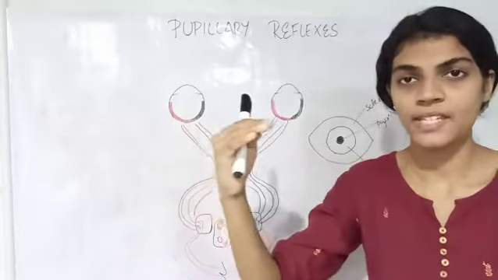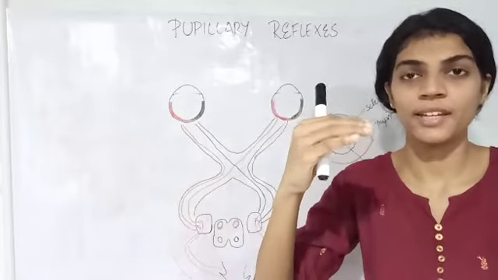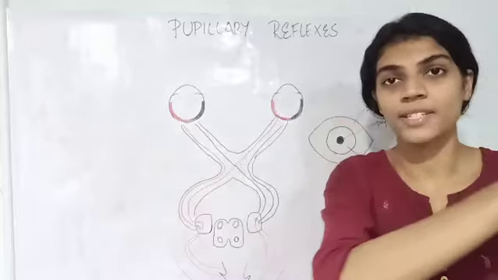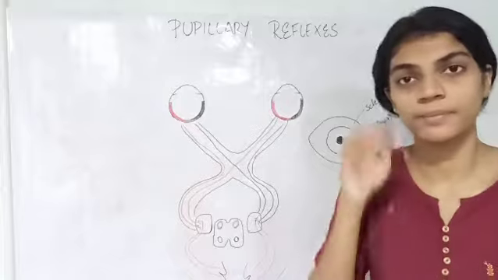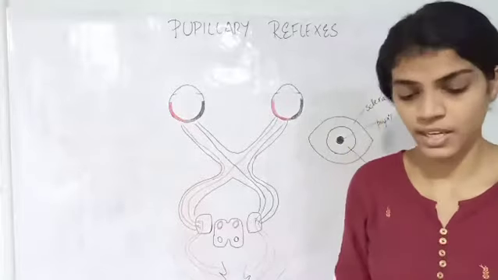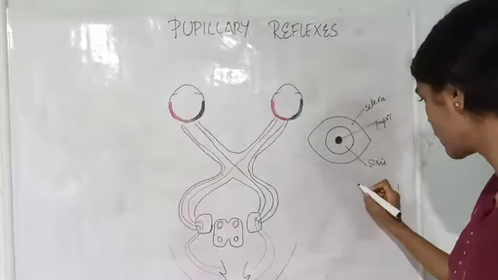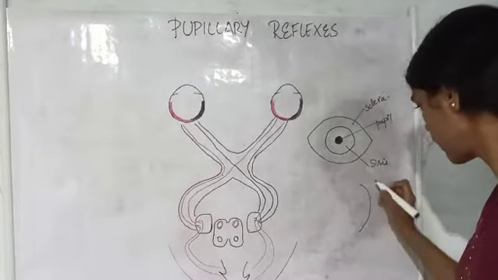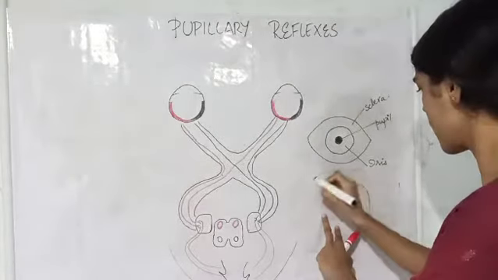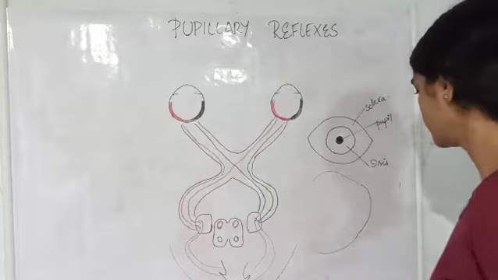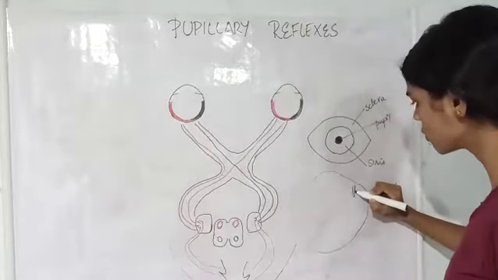The light comes and strikes the cornea, crosses the cornea and the aqueous humor, then crosses the lens and strikes the retina. Through this hole only the light moves into the retina. And when we take the cross section of the eye, we can see, suppose this is the cornea. Now I am going to draw the cross section. This one is the cornea and this one is the sclera. Just behind the cornea you can see the iris or diaphragm.